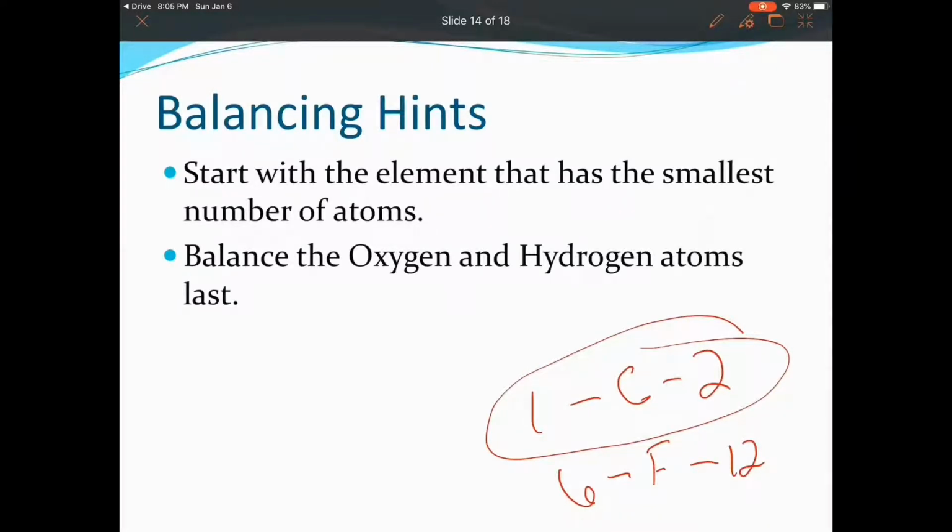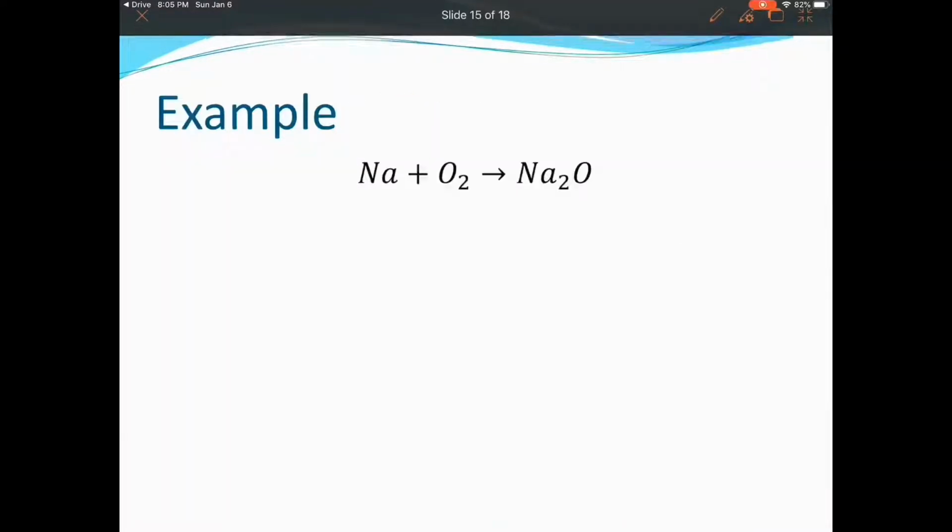The next hint is going to be balancing your oxygens and hydrogens last. These are tricky and they make everything else harder to balance if you do it first. So always leave these till the end.